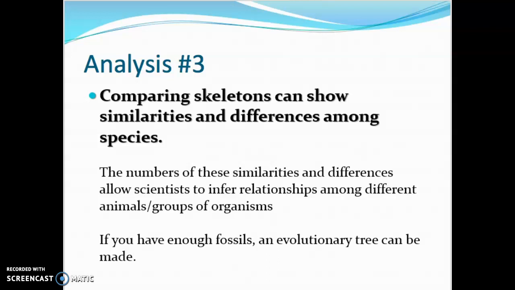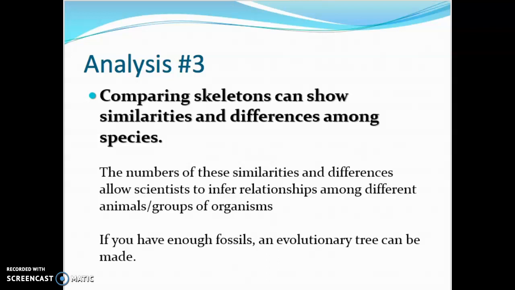So the more they have in common, the numbers of those similarities and differences allow scientists to infer relationships among different animals or groups of organisms. The more bones you have in common with another animal that we see today, the more likely you are to be related to that animal. And if you have enough fossils, if you have enough of the blanks filled in, you can create an evolutionary tree. Those phylogenetic trees that we like so much to show who's closely related to who.